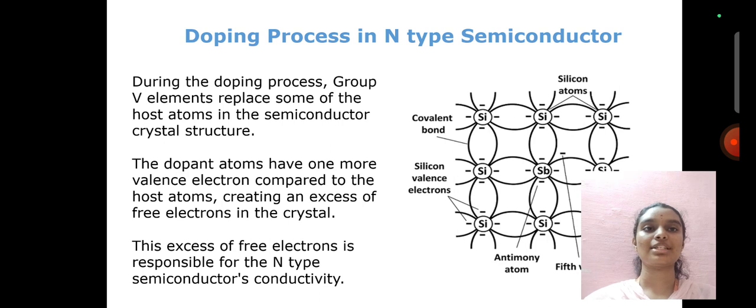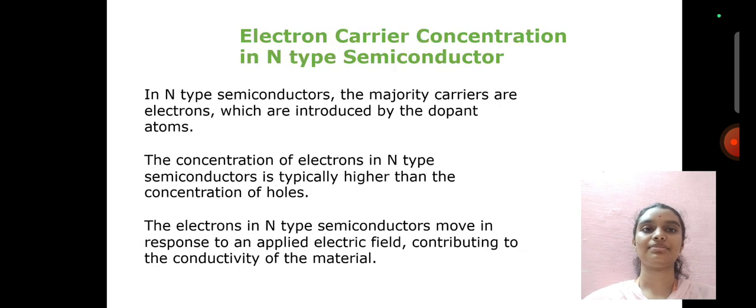The doping process in N-type semiconductors. During the doping process, the group 5 elements replace some of the host elements in the semiconductor crystal structure. The dopant atoms have one more valence electron compared to the host atoms, creating an excess of free electrons in the crystal. This excess of free electrons is responsible for the N-type semiconductor's conductivity.